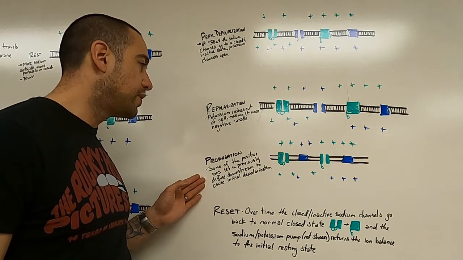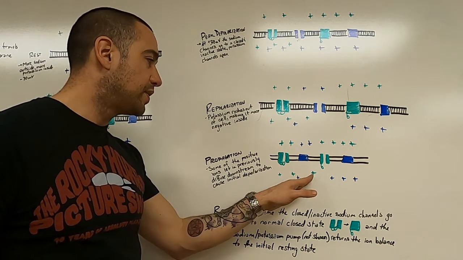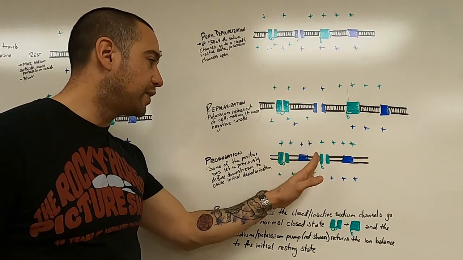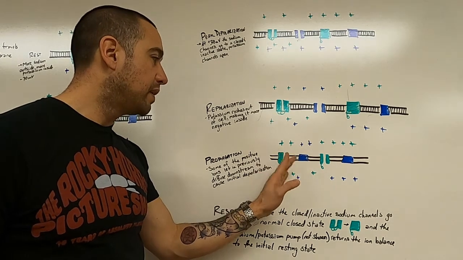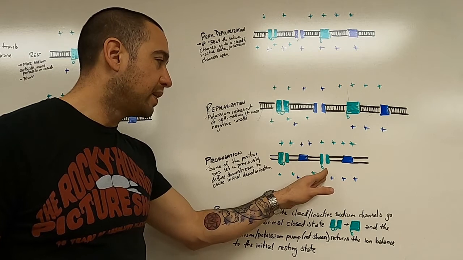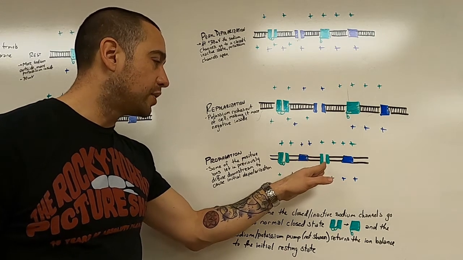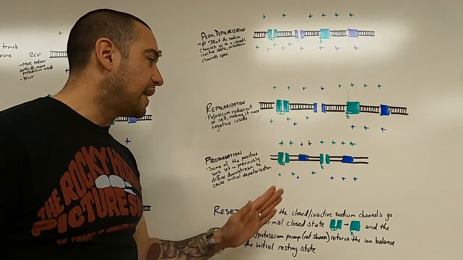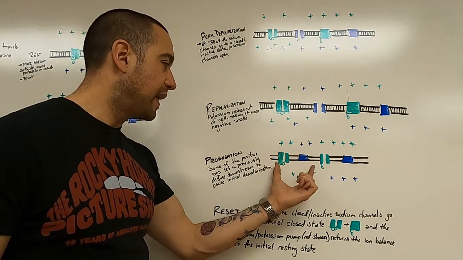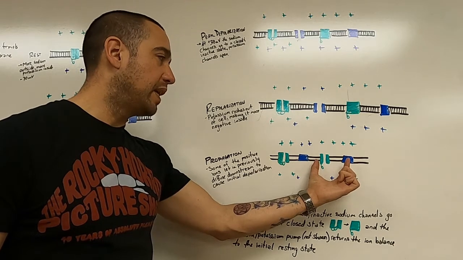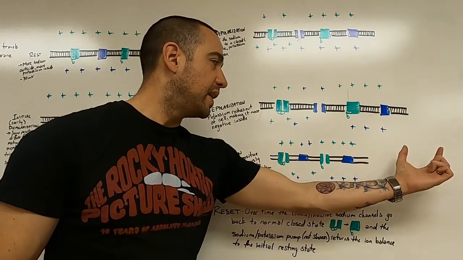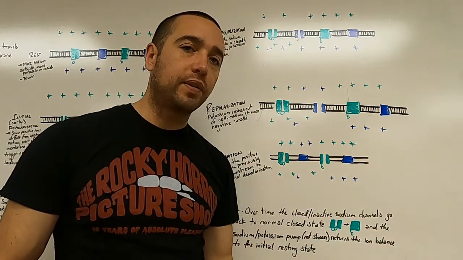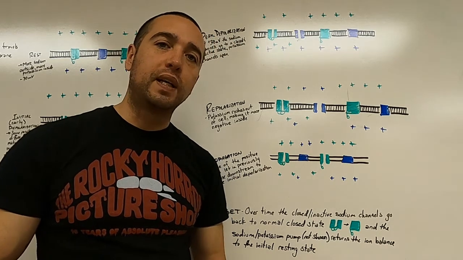Propagation refers to the fact that some of the sodium ions that were let in this part of the membrane actually travel this way and cause this to open, just like we saw in the initial depolarization. And that means that this signal is going to go from this area to this area, and then we can assume that it would go here and here and here and travel down the axon, or travel down that part of the neuron.